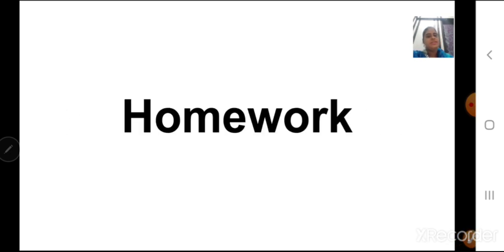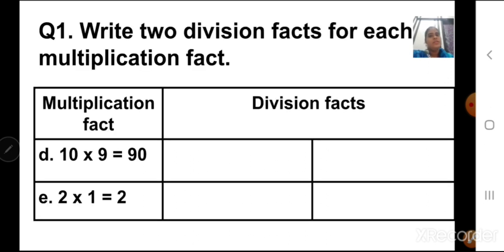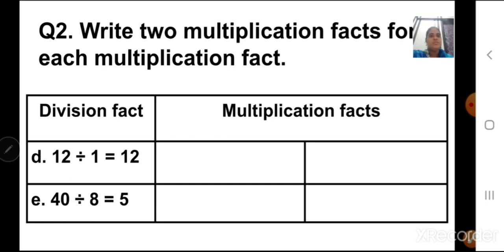After this, it's time for homework. There are 2 sums from question number 1. You have to find the division facts, and 2 sums from question number 2. You have to find the multiplication facts.